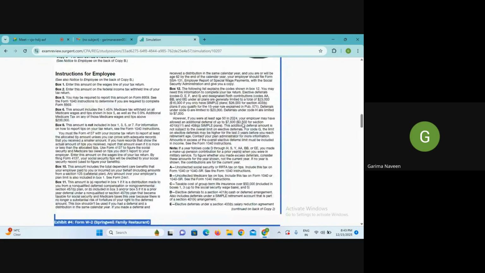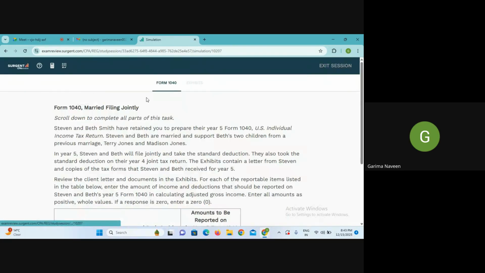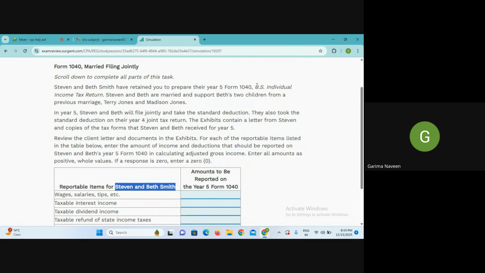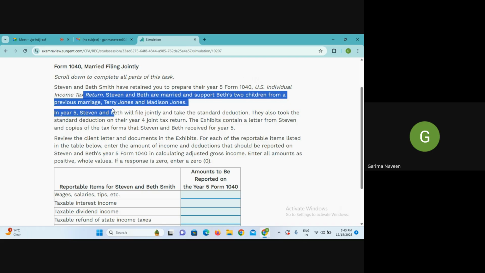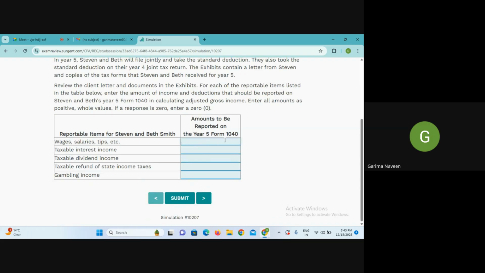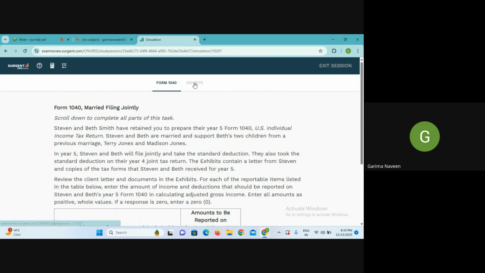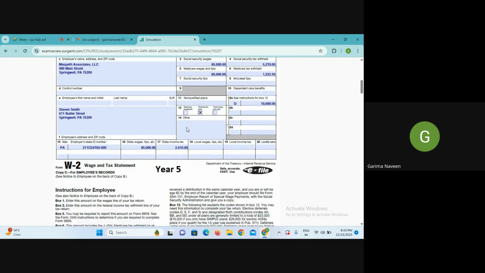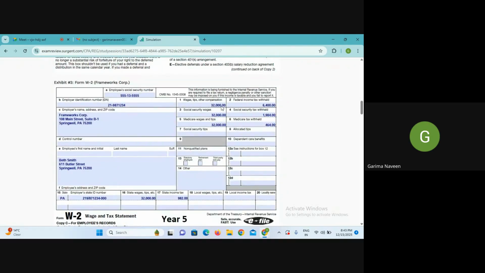So basically, you have to report the items for Steven and Beth Smith. Steven and Beth are married and supporting two children from a previous marriage. So for the children, you need not include their income. You only have to tell Steven and Beth's income that will be reported on Form 1040. So first of all, their wages and salaries. One of the wages is here and the other one is here.